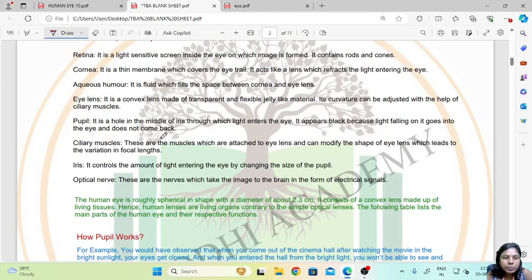These ciliary muscles are attached to the eye lens and they can modify the shape of the eye lens, which leads to variation in the focal length. About the ciliary muscles we will look into detail, but for the time being let's know that these muscles are directly attached to the eye lens and they help in modification of the shape of the eye lens, especially with respect to the focal length.